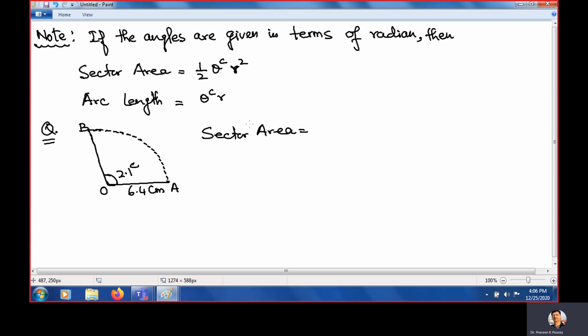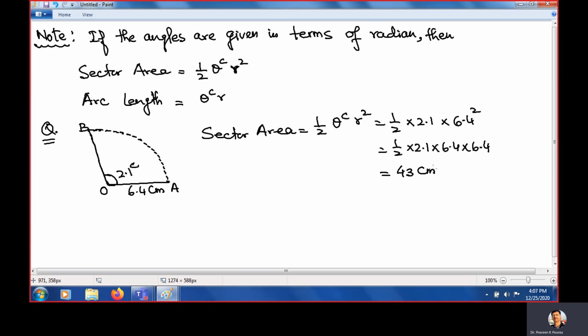Then in such a case, the sector area, meaning the area of this part of the circle, will be equal to 1 upon 2 theta power c r power 2. That means 1 upon 2 into 2.1 into 6.4 power 2. If you multiply all of these, it will be 1 upon 2 into 2.1 into 6.4 into 6.4, which equals 43 centimeter square. And in this case the arc length will be equal to theta power c into r. Theta power c is 2.1 and r is 6.4, and if you multiply, it will be 13.4 centimeter.